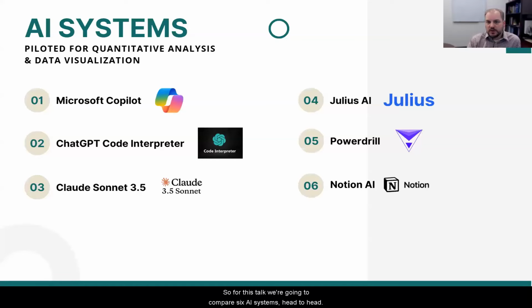For this talk, we're going to compare 6 AI systems head to head. I'll summarize some of the features of each of these, and at the end, I'll also show you the cost comparison between all of these systems. The systems we'll explore today are Microsoft Copilot, ChatGPT Code Interpreter, Claude Sonnet 3.5, Julius AI, PowerDrill, and Notion AI.